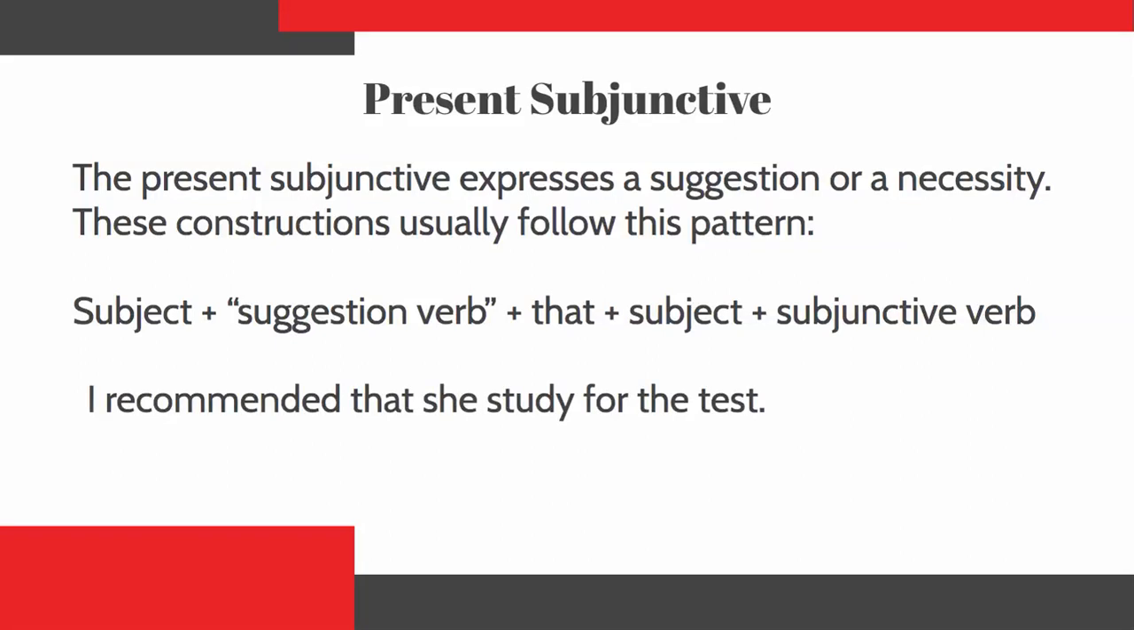So let's look at an example. I recommended that she study for the test. So I is the subject of the main clause, recommended is the verb. What is being recommended? Now I have a noun clause, the thing being recommended. It starts with that. It has its own subject, she, and the subjunctive form of the verb, study.